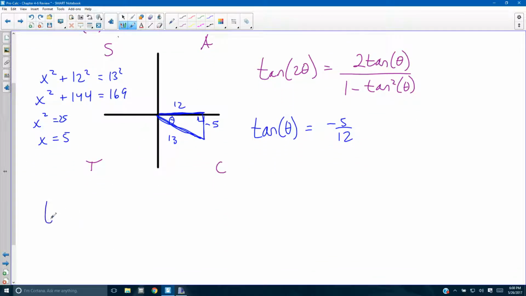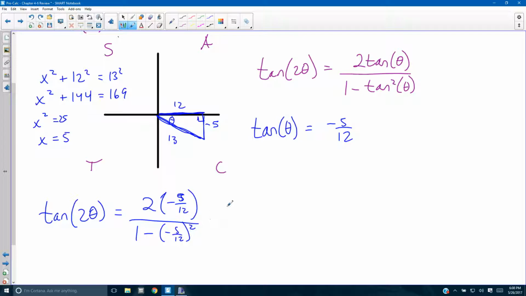So tangent of 2 theta, of 2 times our unknown angle that shall remain unknown, and it's not a special angle, by the way, is 2 times negative 5/12, tangent of theta, divided by 1 minus negative 5/12 quantity squared. It's kind of tricky stuff. We have fractions within fractions here. On top, I have 2, which is 2 over 1, times negative 5/12. 2 over 12 can reduce here. This can become a 6 as this becomes a 1. So this becomes negative 5 over 6 on top.